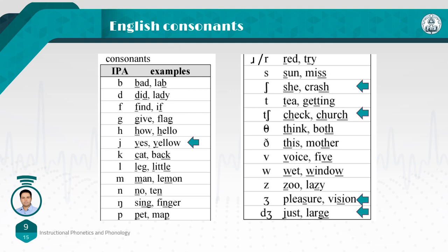As you can see here, we have two re sounds. The first re is the normal one. The other re sound is upside down. This is because the re sound that we have in English is different from the regular re. For example, look at this word red or try. The sound at the beginning of a word, for example, like rye, is symbolized by an upside down letter re.